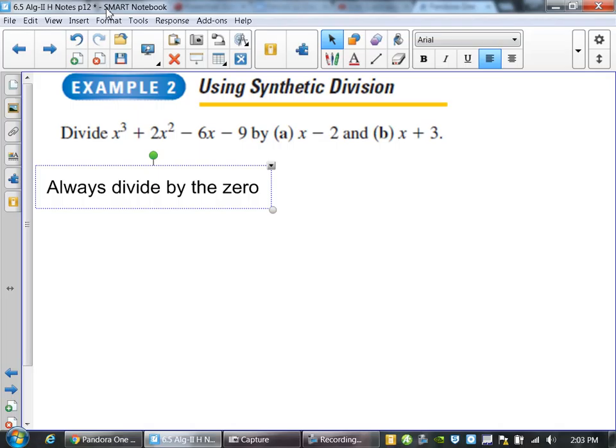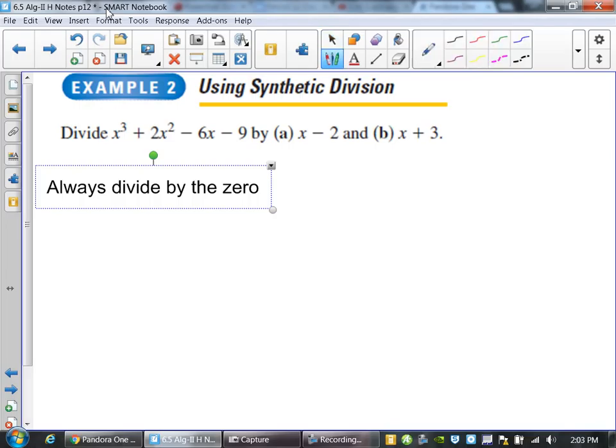For example, in this case here, I'm going to divide x cubed plus 2x squared minus 6x minus 9 divided by x minus 2. x minus 2 is a term, therefore what's its zero? 2. Good. So that's what I mean by always dividing by the zero of a term. We're going to go back and forth between terms and zeros a lot from basically the next couple of sections.